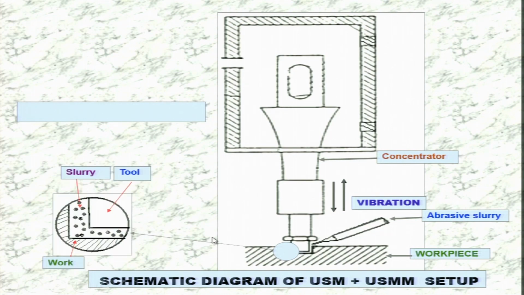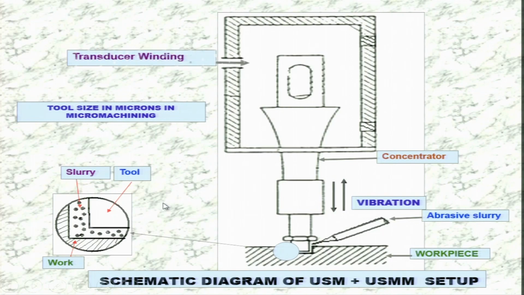You can see here a better picture. This is the tool which is vibrating at ultrasonic frequency. These are the abrasive particles in the slurry, and when this tool is vibrating, that vibration is transferred to the abrasive particles and they hit this workpiece surface with certain kinetic energy, which is sufficient to remove the material from the workpiece and create a crater over there. Tool size is in microns in case of micromachining, definitely, otherwise you are not going to get micro features over there. These are the transducer binding.